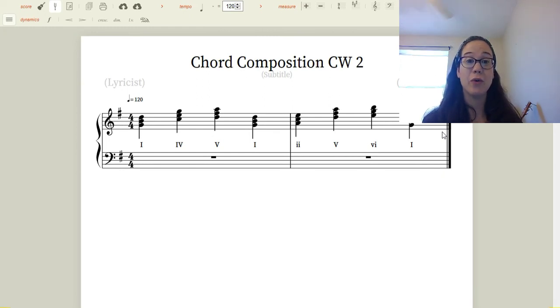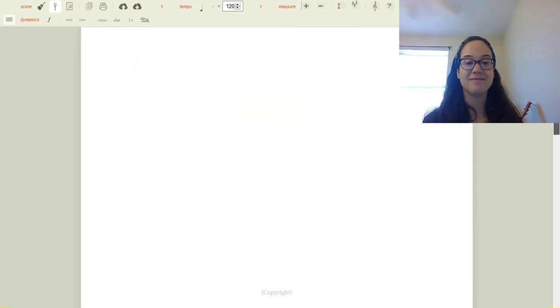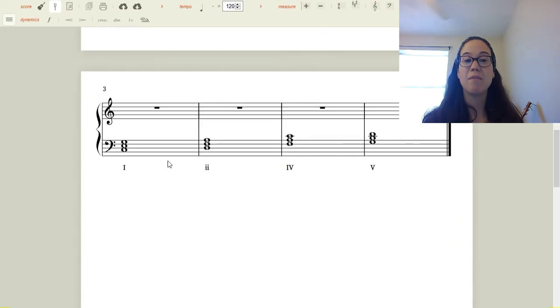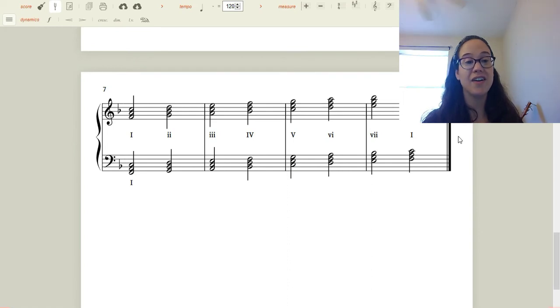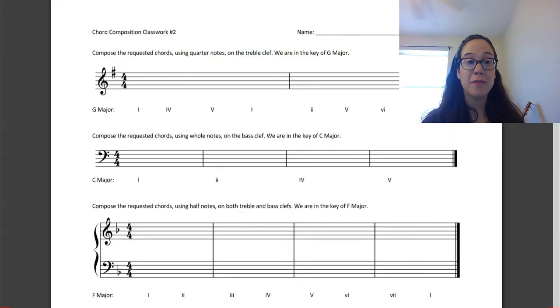Pause here for G major. Pause here for C major. And pause here for F major. That completes our chord composition classwork 2.